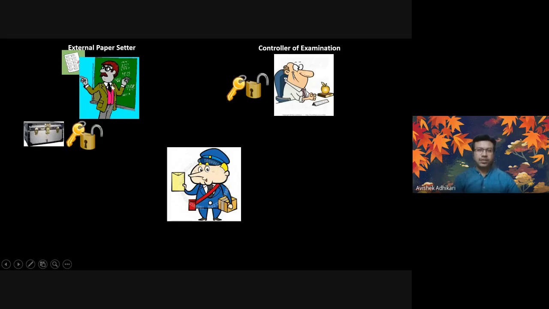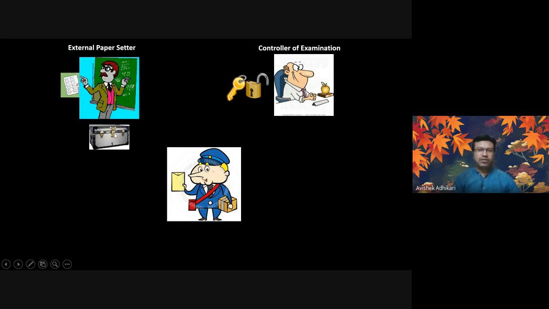When the paper setter completes the question setting, he will put the question paper inside the box, then use his own lock and key to lock it and send it back through the postman to the controller of examination. Now the point is, the controller of examination does not have the lock and key, right?